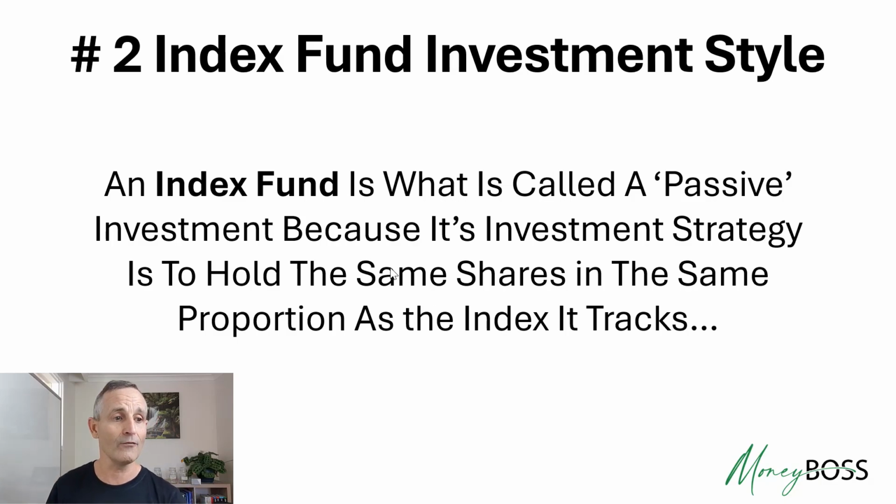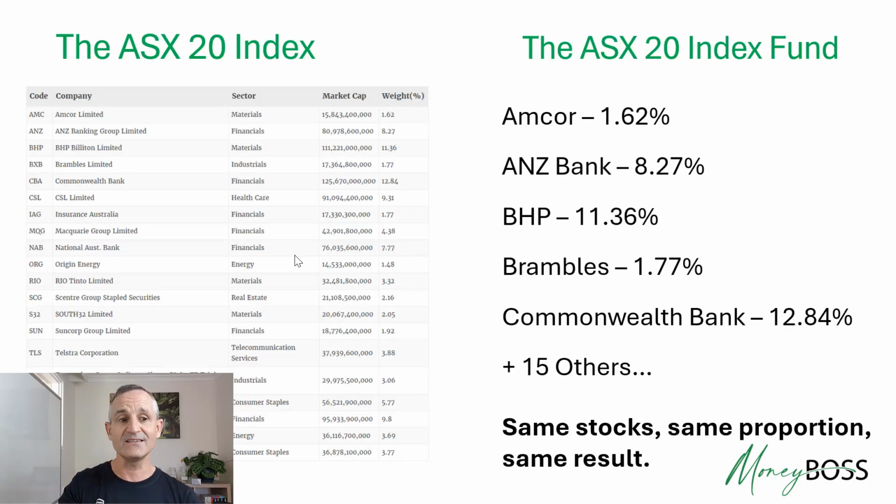An example of an index fund, so if we have a look here, this is the ASX 20 index, so the top 20 shares by capital value on the Australian share market. This is a list of them in alphabetical order, the top 20 shares. So the ASX 20 index fund you can see here, for instance, we've got Amcor, which is a big cardboard box and packaging company. It makes up 1.62% of this top 20 index. So Amcor would be held in the index fund, 1.62% would be held in the index fund of Amcor.